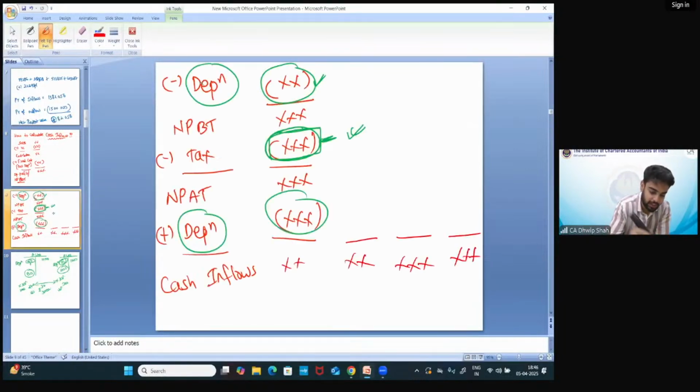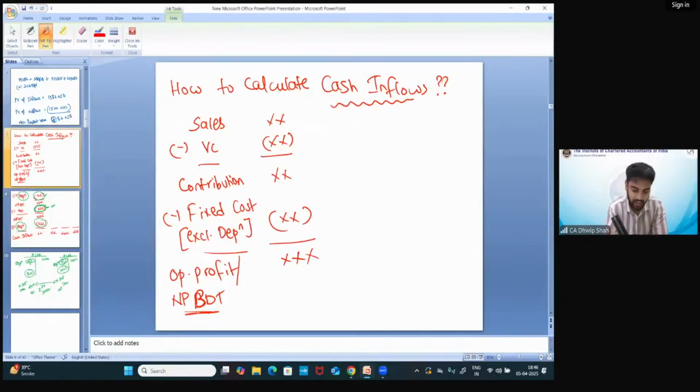But before that, did you understand cash inflow? How to calculate cash inflow? I will come to the point of why I have not deducted interest. But apart from that, did you understand this format, right from sales till cash inflows? Any queries? Because if this is clear, then I can move ahead. This is the base of capital budgeting. How to calculate cash inflow is the base.